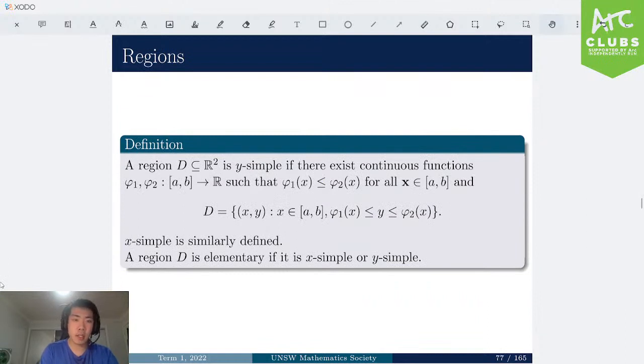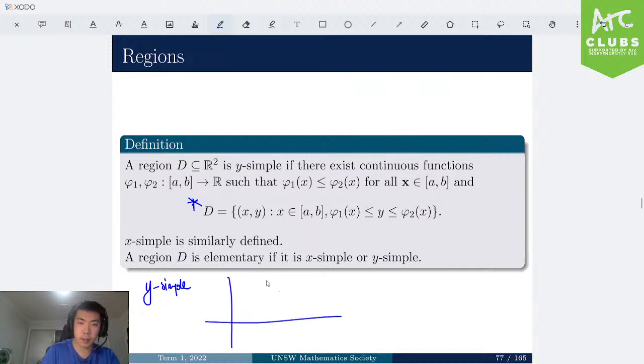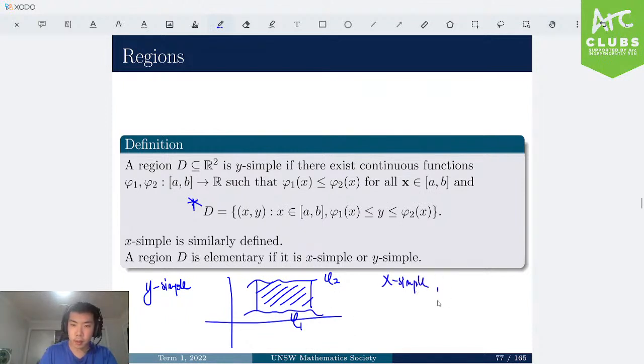A region D is y simple if there exist continuous functions phi1 and phi2 such that phi1 is less than phi2 for all x between a and b. That's denoted in the notation here, and x simple is similarly defined. What does it look like? A y simple region would look something like this. Why is it y simple? Because it's exactly vertical in the y components. Furthermore, this function on top would be called phi2, and the function on the bottom would be called phi1, so phi2 is greater than phi1. X simple would be the same thing the other way around, so the x components are straight lines.